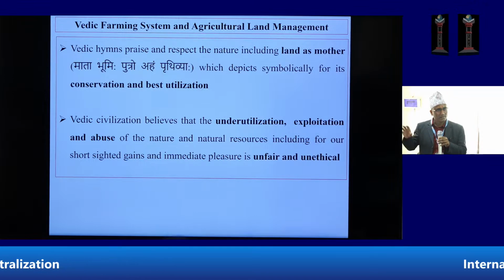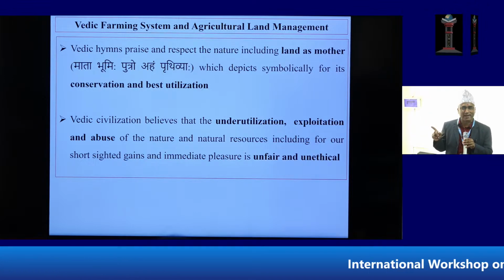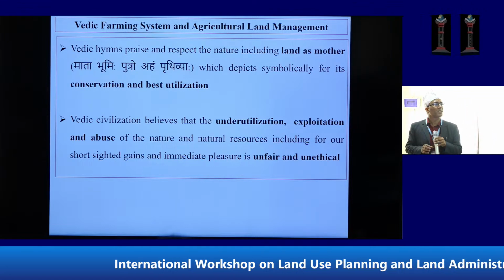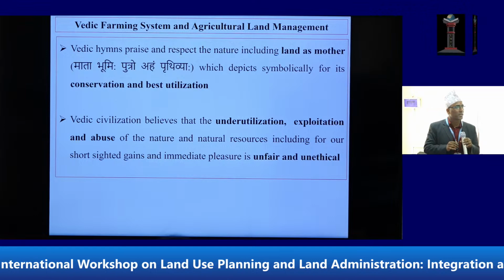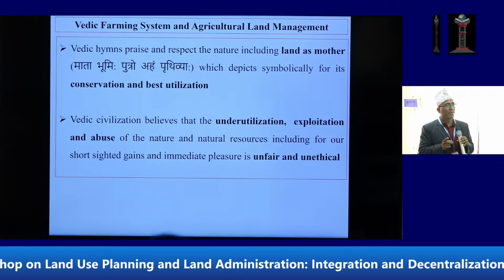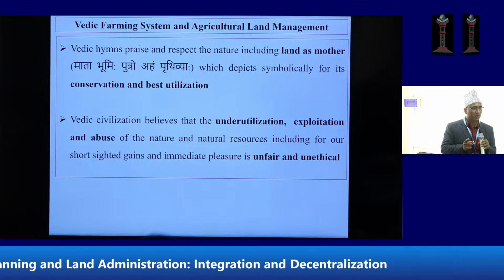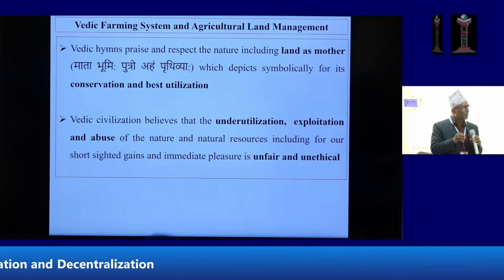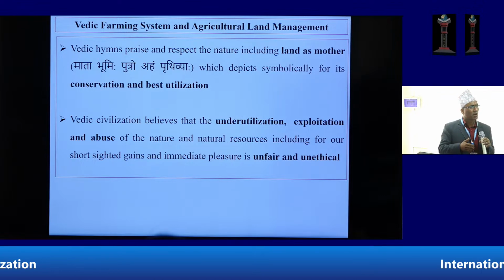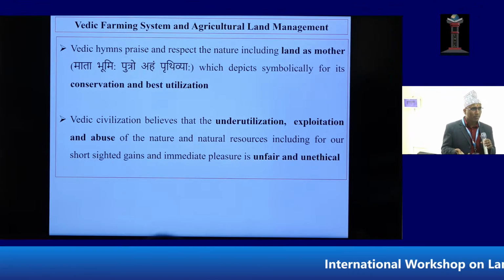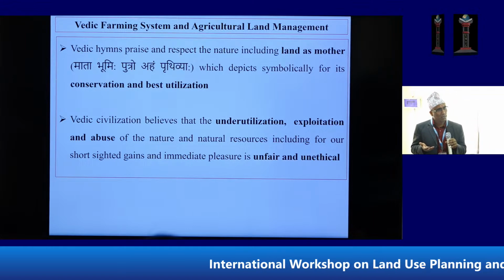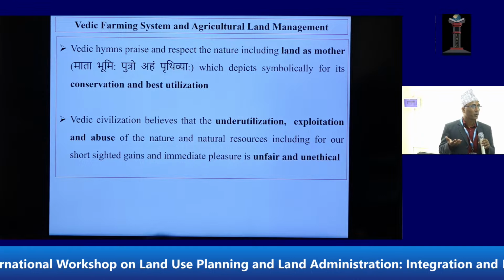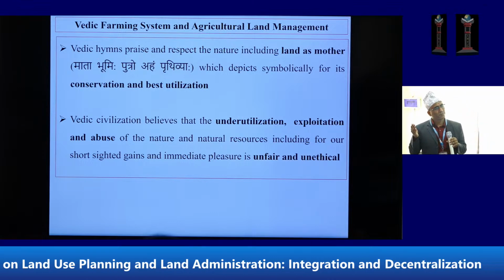There are also some slokas related to land, taken from the Atharva Veda: Mata Bhumi Putroham Prithivya. The full sloka is Mata Bhumi Putroham Prithivya, Parjanya Pita Sa U Pipartu. Our Vedic civilization considers respecting and honoring the land as a mother. It means we do not overexploit it, and we do not underutilize it. Symbolically it says that it should be properly utilized. And there are different slokas.